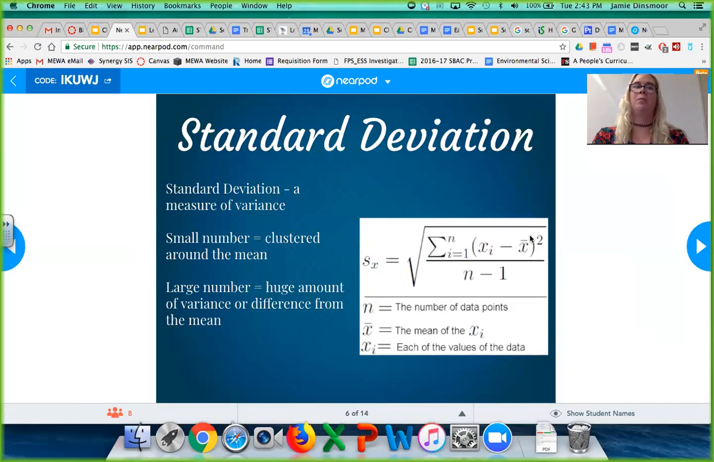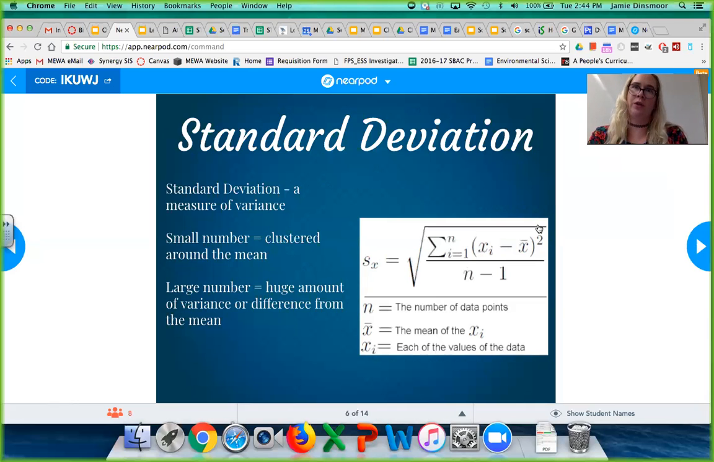The smaller the number, the closer to the mean all of your data is. The bigger the number means that there's a lot of variance, or a big difference from the mean. So it's another way of interpreting how close your numbers are to the average or the mean. It's basically the same formula as variance, except in this case, you take the square root of that. Again, there are handy dandy websites that will compute your standard deviation for you.